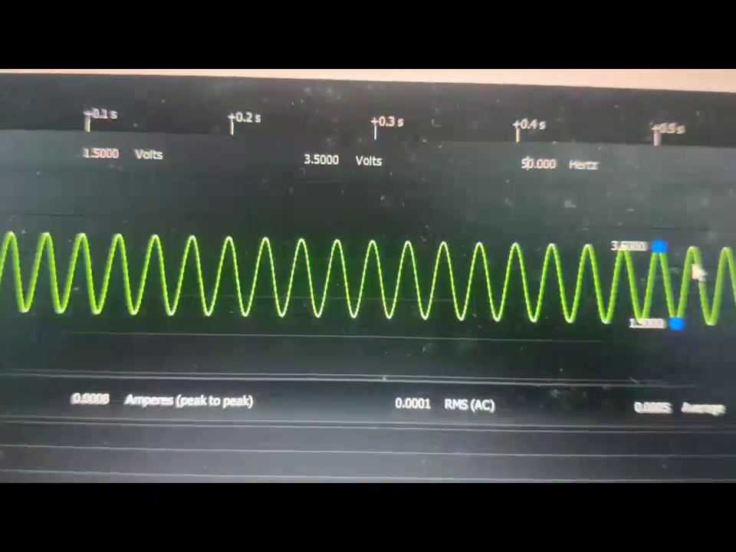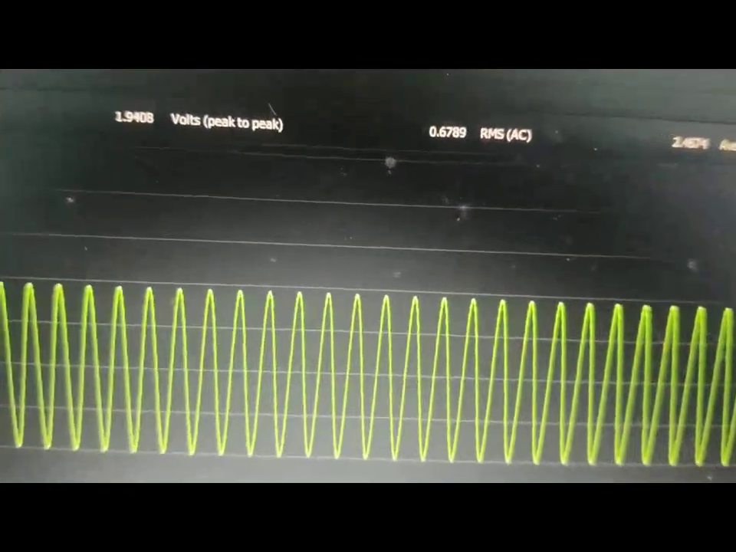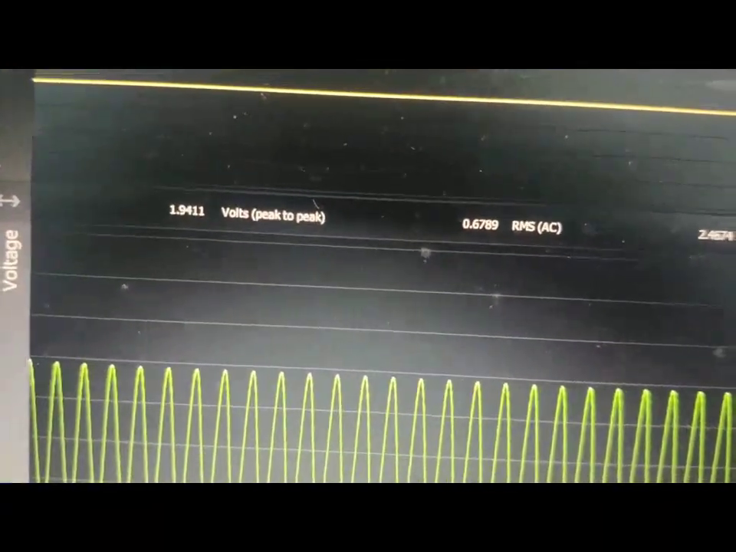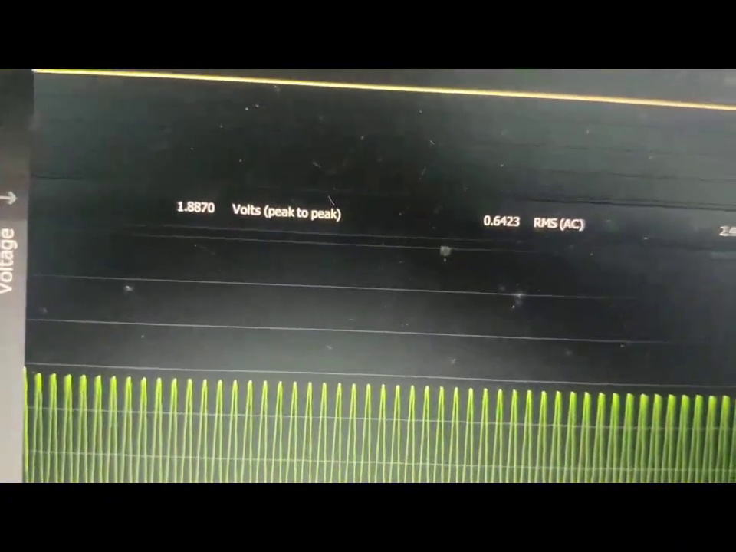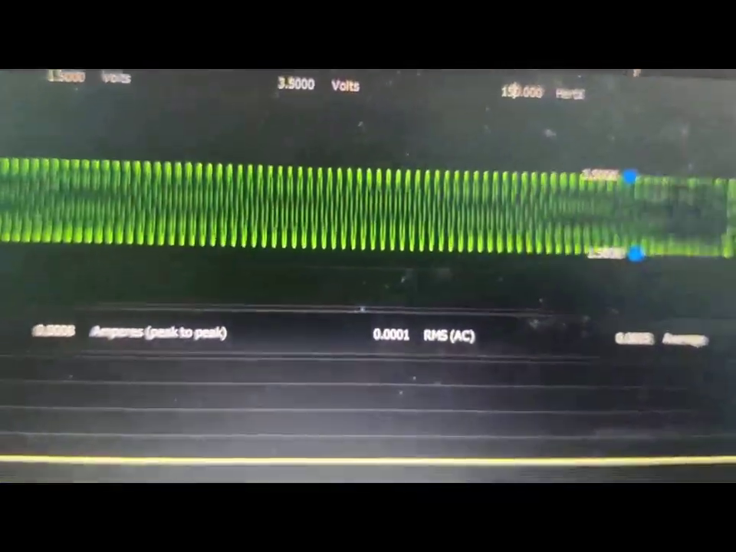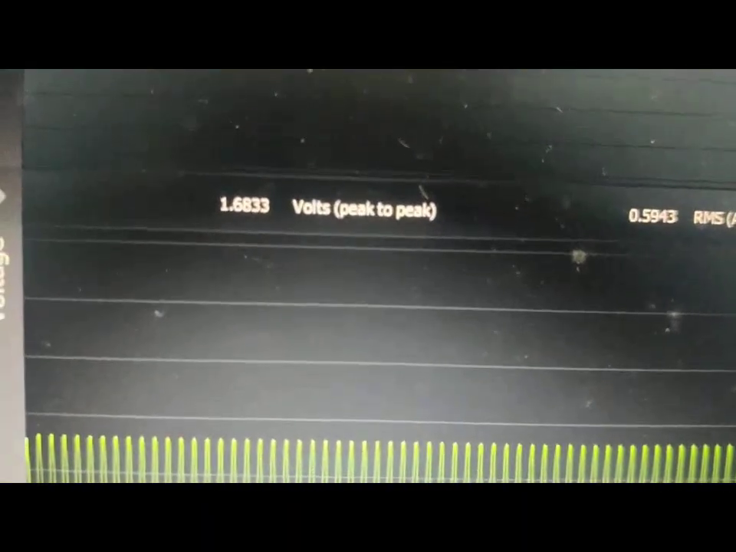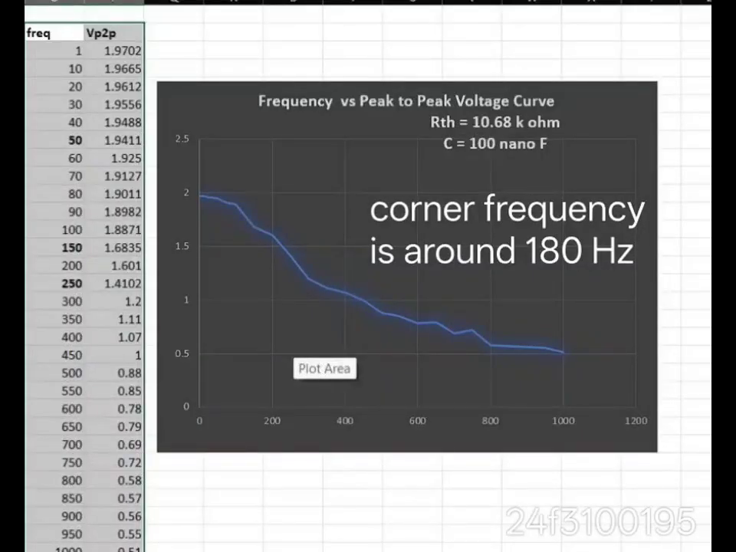You can see the peak to peak voltage. At 50 Hertz frequency, you can see the peak to peak voltage, and thereafter at 100 and 150 Hertz we are going to see, and so on, we have to see different frequencies, and we plot a graph, and that is here. In the graph, the corner frequency is 150 to 210.